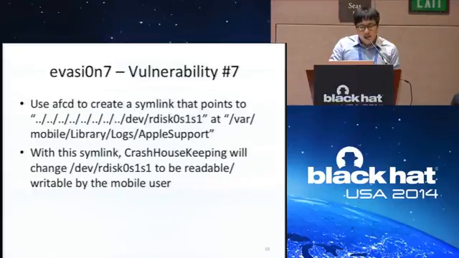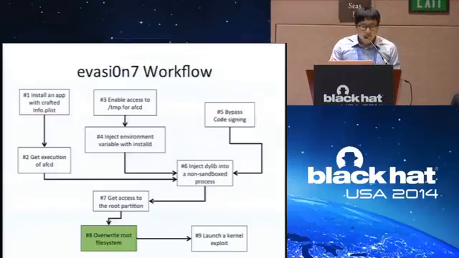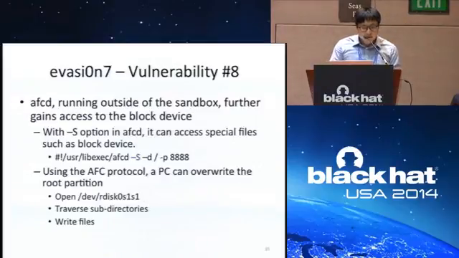So with this symlink, after the reboot, crash_housekeeping will change the permission of the root block device instead of that directory. So after the reboot, it will be readable and writable by the mobile user. And for the next step, Evasion 7 overrides the root partition to make the permanent change on the system. In step number 2, we specified the -s option in AFCD, and I mentioned that it is for accessing special files, and that special file refers to block device files.